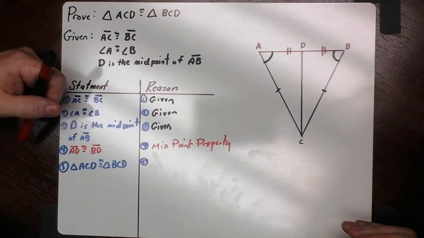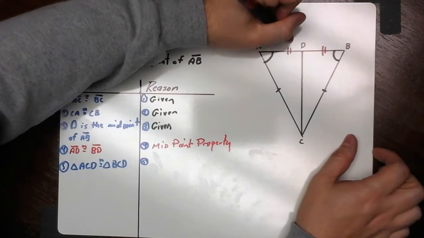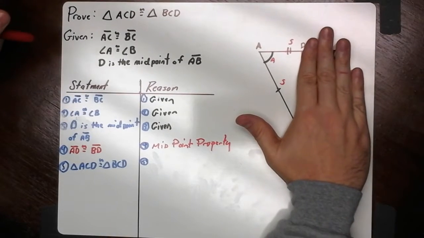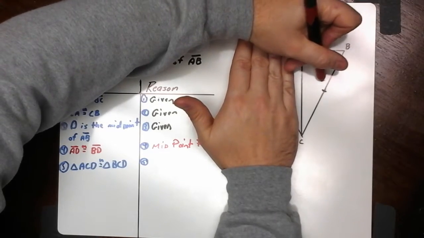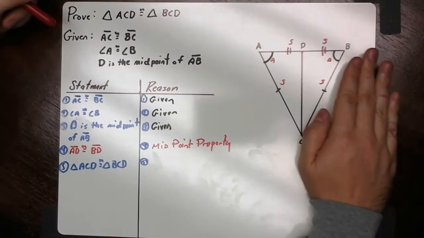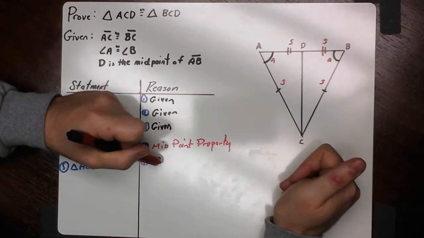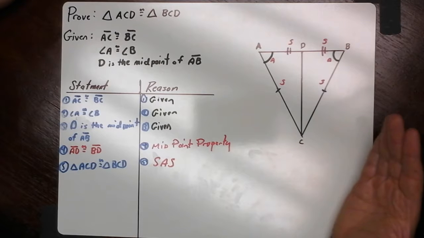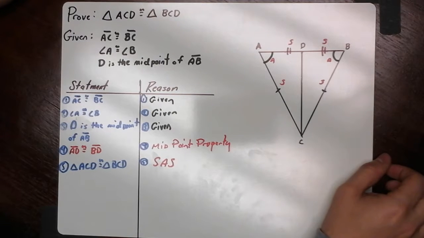Now, I look at my triangle and I want to prove that the triangles are congruent. Well, I have a side here, this is an angle, and that's a side. Looking at this one, side, this is an angle, and that's a side. Okay, so I can state that the triangles are congruent because of side, angle, side. Okay, and that is how we use the midpoint property in our favor to prove these two triangles are congruent.